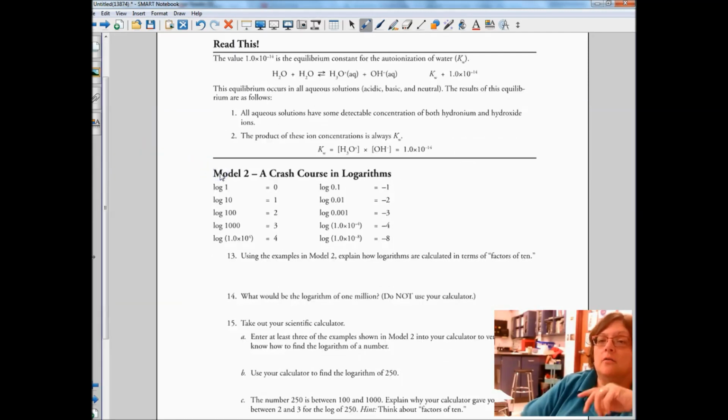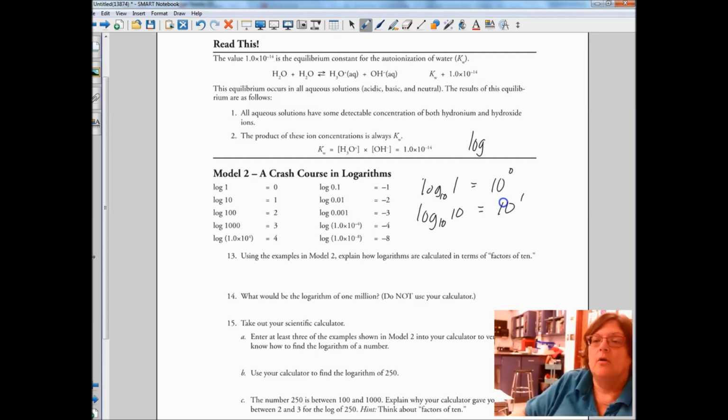Now you got to teach yourself about logarithms. Okay? I'll give you my understanding. I taught myself all this the other day. We know that a logarithm is basically the opposite of something raised to a power. These are all going to be log base 10s. Log base 10 of 1 is going to be equal to 10 to the 0 power, which is 1. Log base 10 of 10 is going to be equal to 10 to the first power, which is 10.